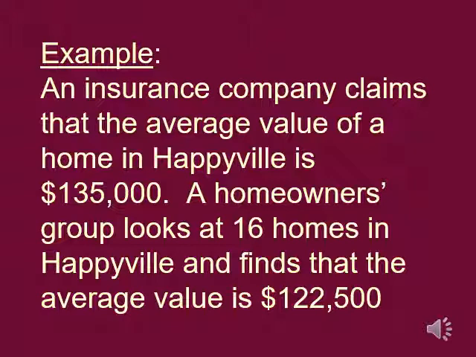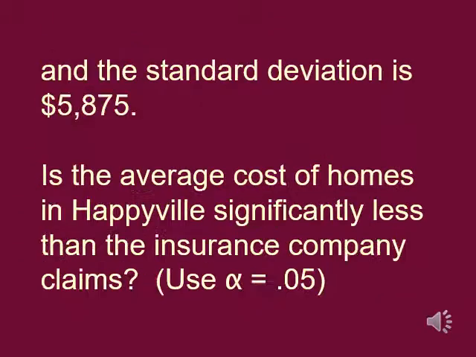Here's another typical problem, kind of a stupid one actually. It says an insurance company claims that the average value of a home in Happyville is $135,000. A homeowners group looks at 16 homes and they find that the average value is $122,500. The standard deviation is $5,875. I just made up a bunch of numbers for this problem. It says, is the average cost of homes in Happyville significantly less than the insurance company claims?